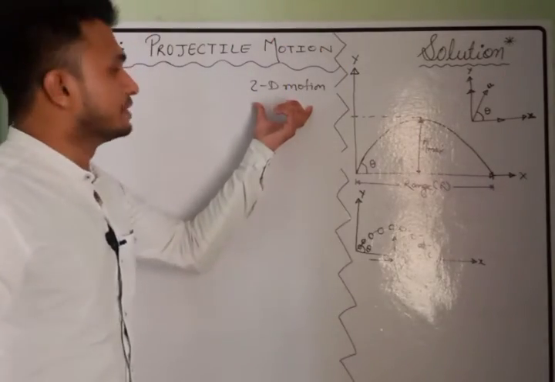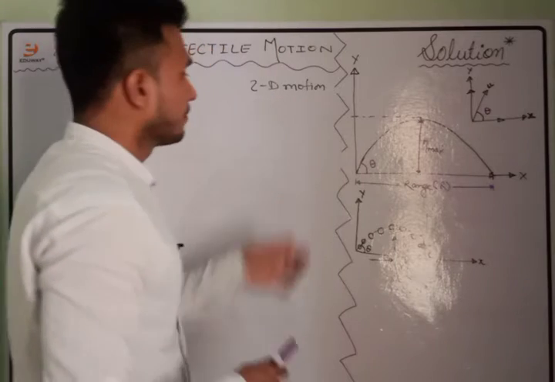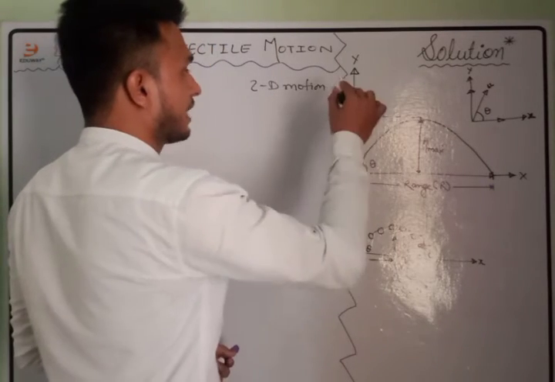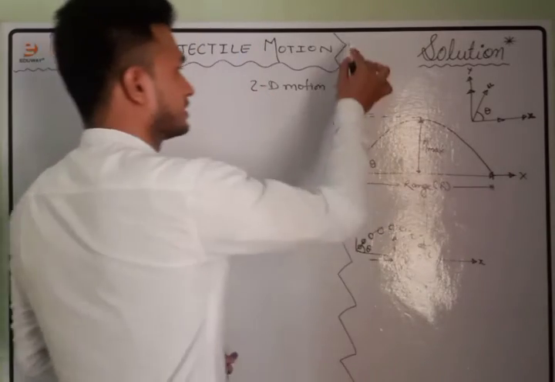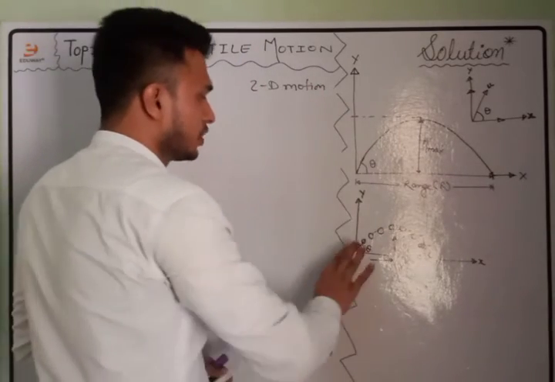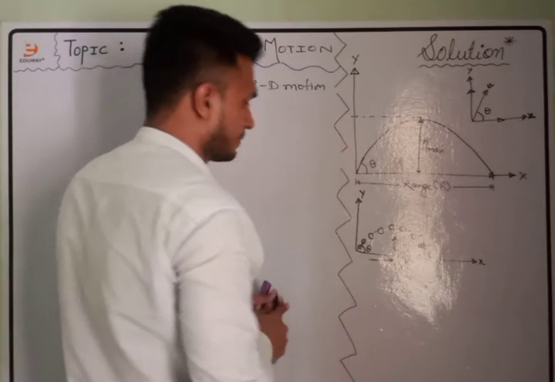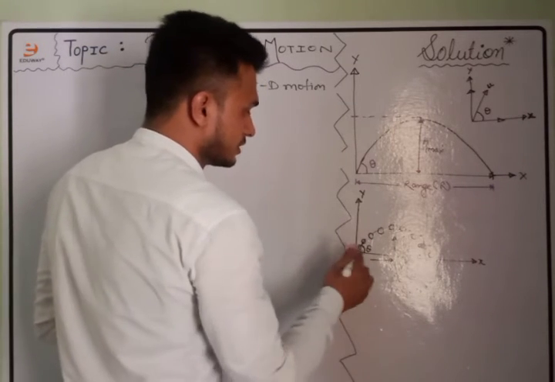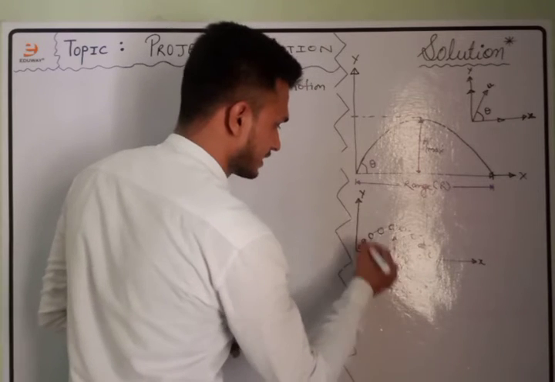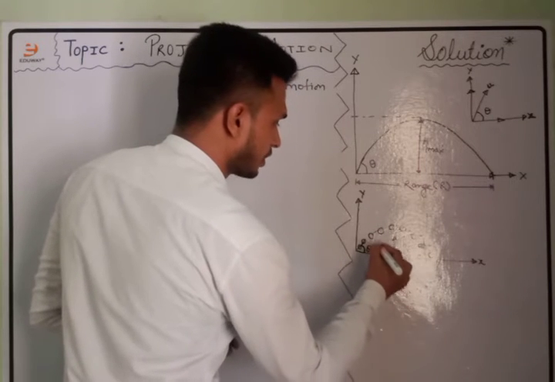This is a two-dimensional problem. Why two-dimensional? Because the motion is affected in two dimensions. If we take a coordinate axis, one is along x, another is y. When you throw the ball at some angle, let us say theta, the ball covers some horizontal distance. Let us say after some time t, the ball reaches here.